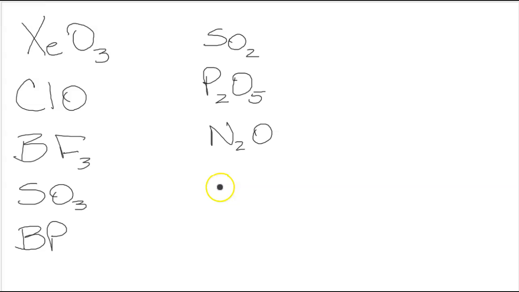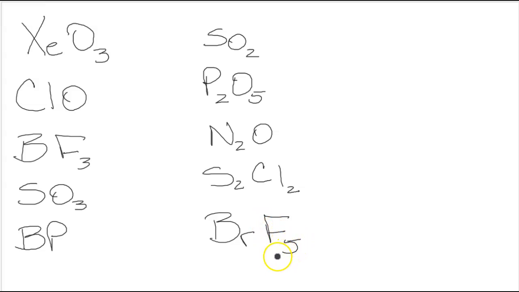Number 9 is disulfur dichloride, so I have S2Cl2. Notice I don't reduce on this one. Because this is a molecular compound, I don't reduce my answer. That is very different from the ionic compounds we've practiced before. Number 10, bromine pentafluoride, so BrF5, bromine pentafluoride. Number 11 is sulfur tetrachloride.